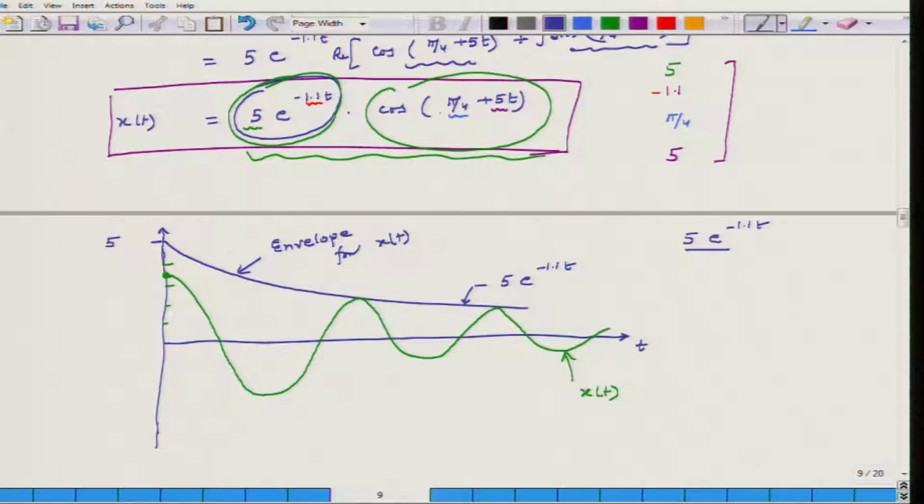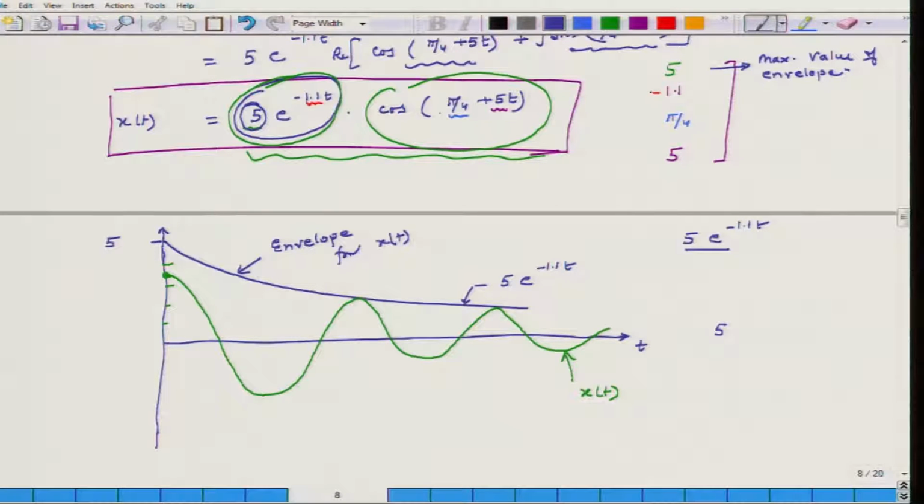If I change this phase pi over 4 and I make it 0, then at some points it will be equaling it, but it can never cross that line. Okay. So, that is the envelope. So, this number 5, not this purple 5, but the green 5 which is this number, is the maximum value of the envelope. That is what it means. This number is not going to cross that number.